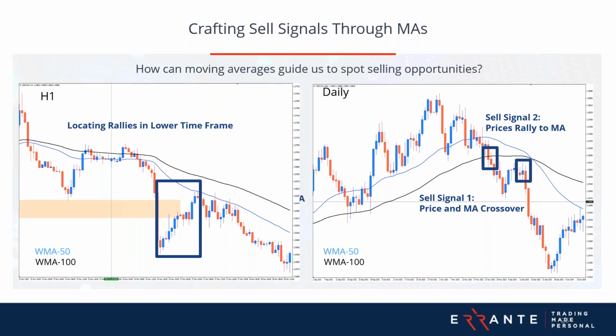Similar to the buy signals, there are two primary sell signals in this strategy as well. The first emerges when the price crosses below an MA, indicating that the downtrend is regaining strength and that the rally may have ended. The second signal is observed when somewhere here, when the price rallies to an MA, whether short or long doesn't matter, and subsequently declines, reaffirming the downtrend's persistence.